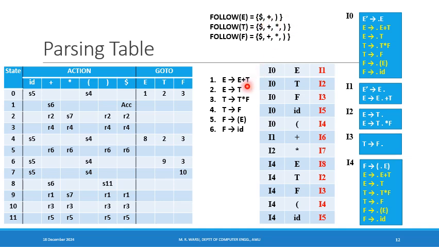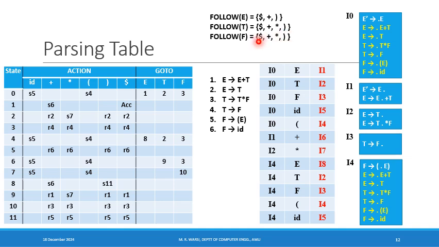Now coming to follow of capital T. Follow of capital T will be, let's look at production number 2. Whatever symbols are there in the follow of E, they will be added to the follow of T. So that means dollar, plus and right parenthesis will be there in the follow of T. And look at production number 3, star is following capital T, so star will also be there in the follow of T. So the follow of T now contains dollar, plus, star and right parenthesis.